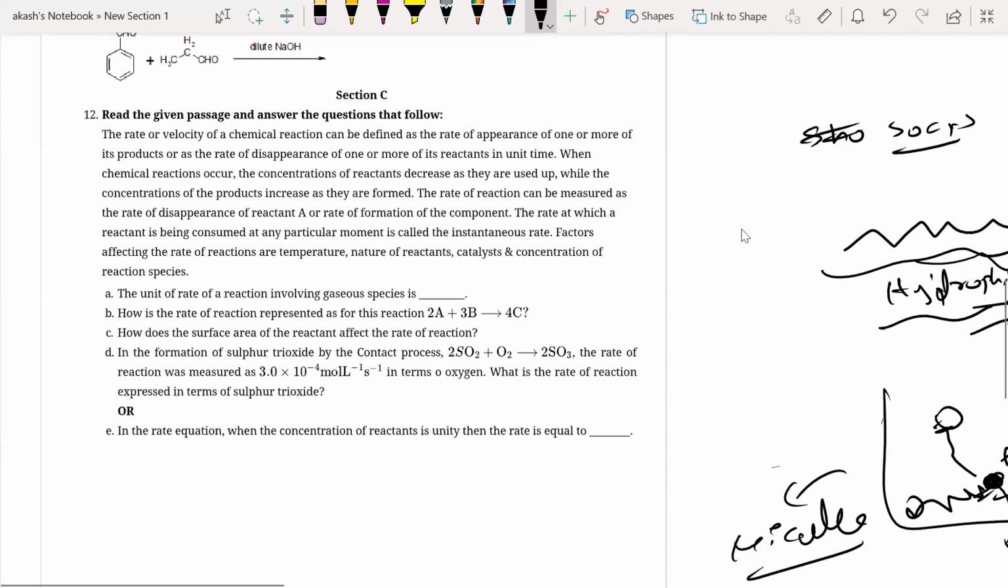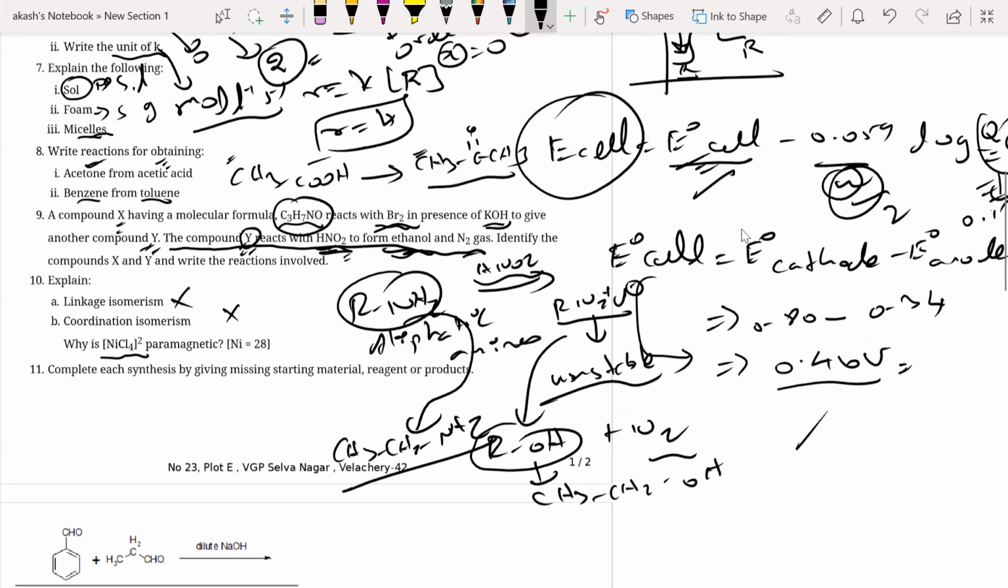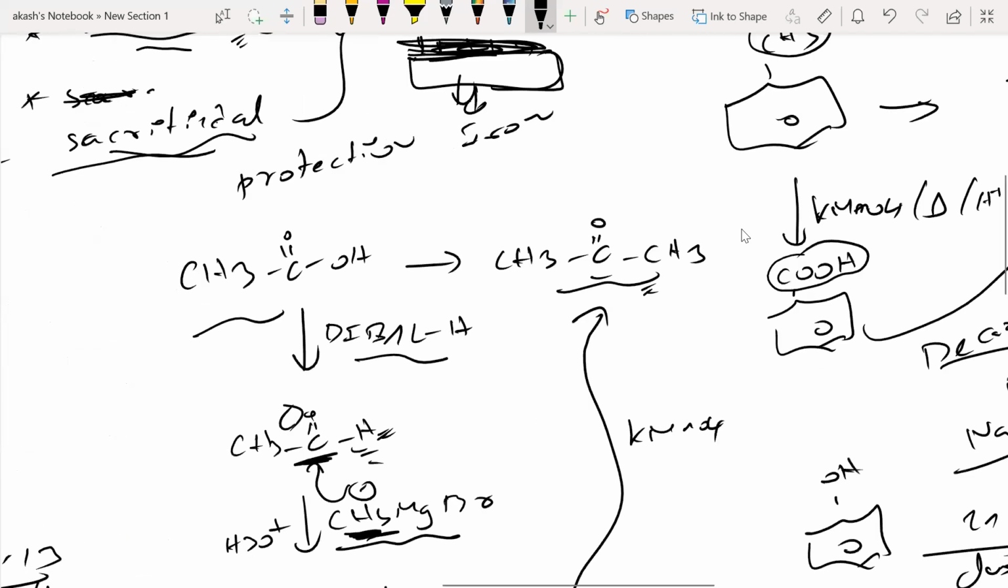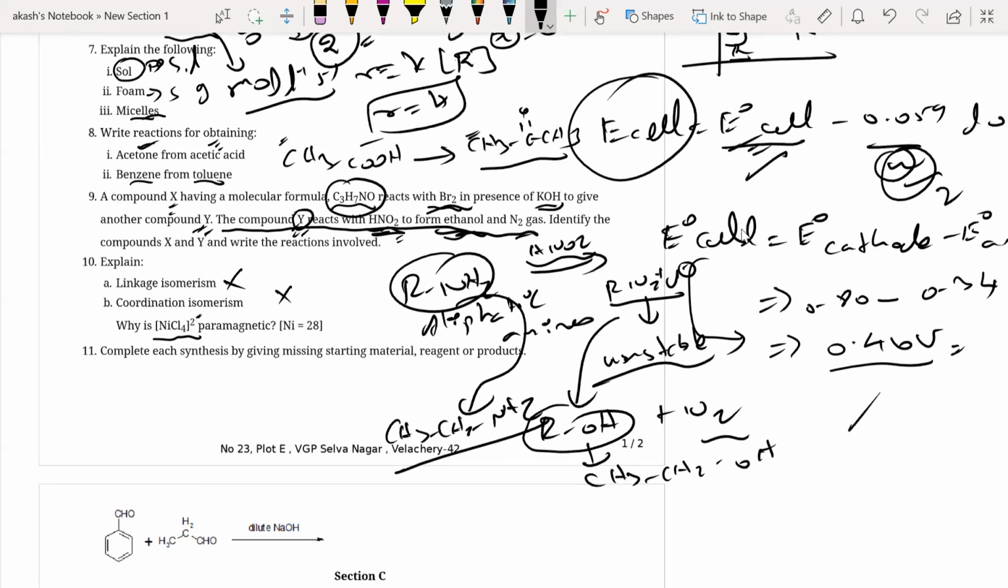Linkage isomerism, not there in the syllabus. Don't worry about it. Coordination isomerism, not there in the syllabus. Okay, this question you can answer. Why is NiCl4 2- paramagnetic? Now we have to go for VBT. Sir, but it's given as only 2. Yeah, it's a printing mistake, you need to know this. Sir, even if it's 2+, it will be the same answer, right? No, it will be different, because the oxidation state of Ni will change.